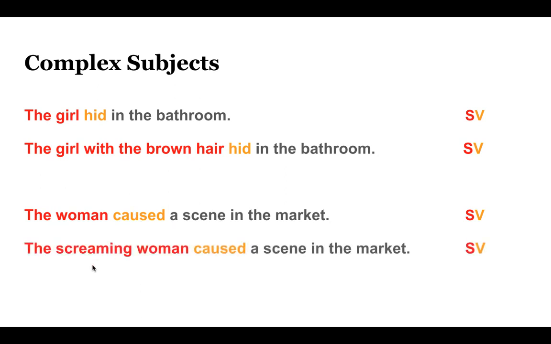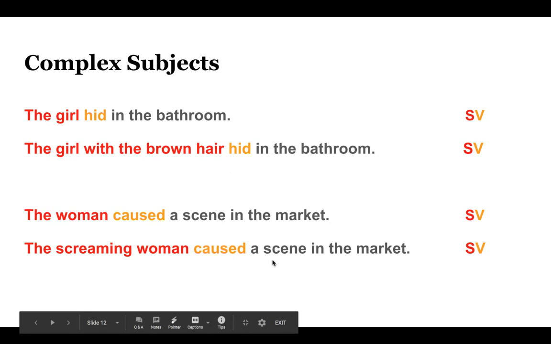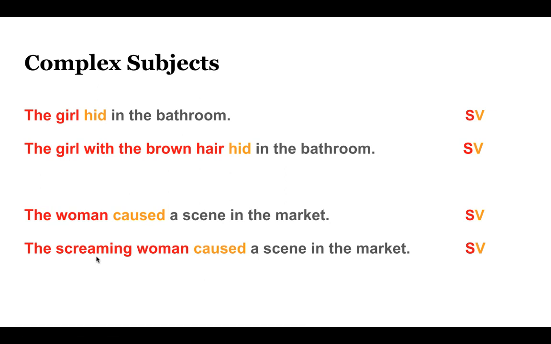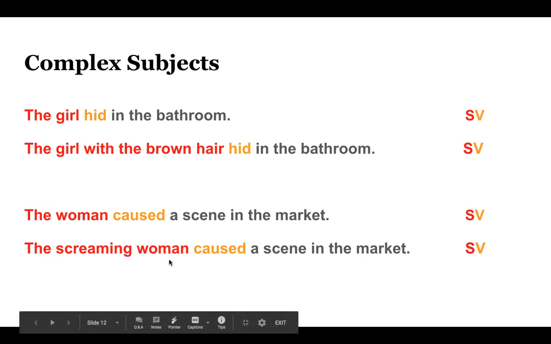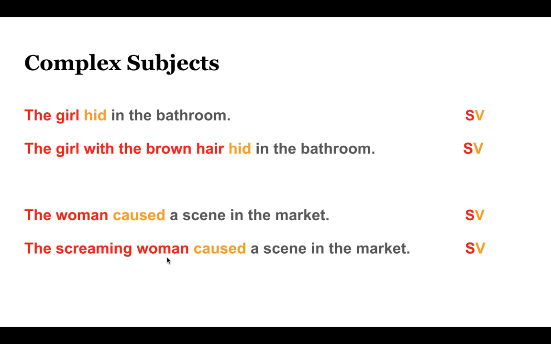But we could also have something like the screaming woman caused a scene in the market. And this is important because the word screaming looks like a verb. And although it can be a verb, in this particular instance, it is not the main verb in the sentence. It is not what's happening. The screaming woman caused the scene in the market. The caused is what's happening. Screaming is just attached to woman, so it's part of the subject, not part of the verb. So this same sentence: subject, one verb.